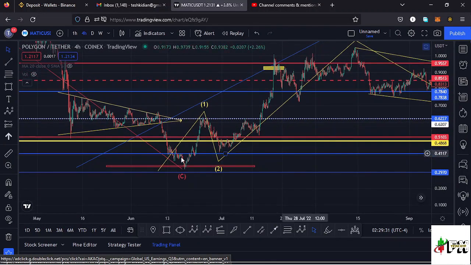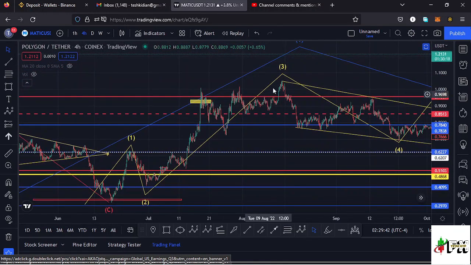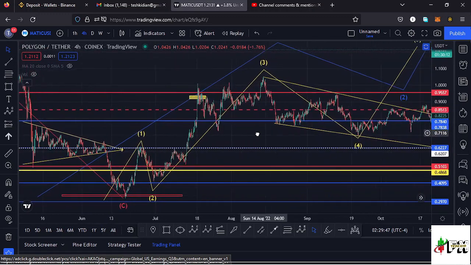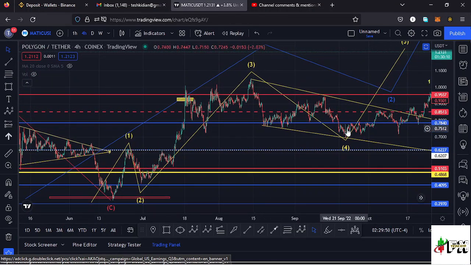After making our low down there, we saw a very nice bounce to the upper side, making our high for that first wave, then retraced to the lower side in the formation of a second wave, then saw a very nice bounce to the upper side in the formation of a wave 3, making our peak at around the $1.05 mark. And after seeing that peak, we saw a very nice retracement over here in the formation of a fourth wave.